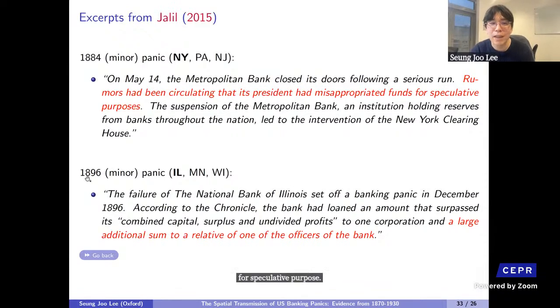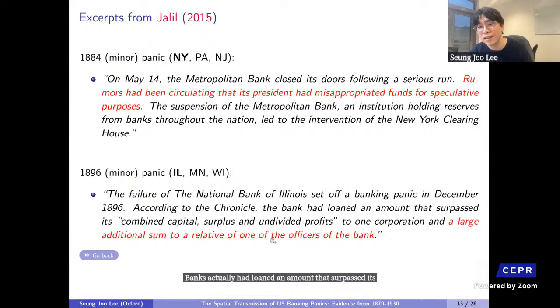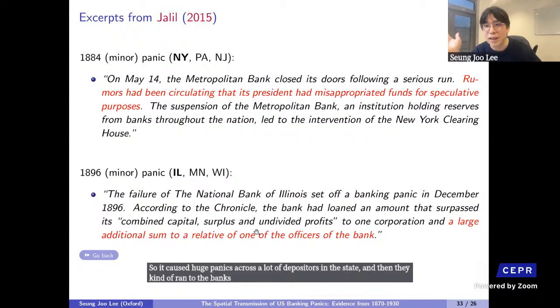Or, for the 1896 panic that stemmed from Illinois, there was a large additional sum lent to a relative of one of the officers of the bank. So the bank had actually loaned an amount that surpassed its asset size, its liability side, to one corporation. So there was some nepotism in terms of how they made loans to different firms and different banks. It caused huge panics among a lot of depositors in the state, and they ran to the banks, and that caused panics.